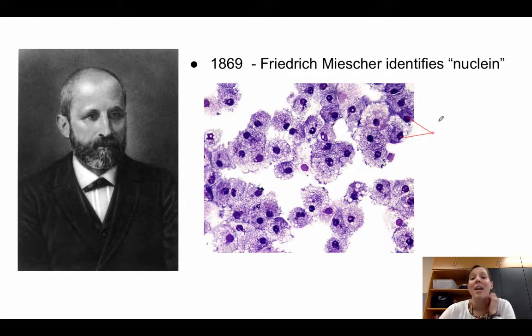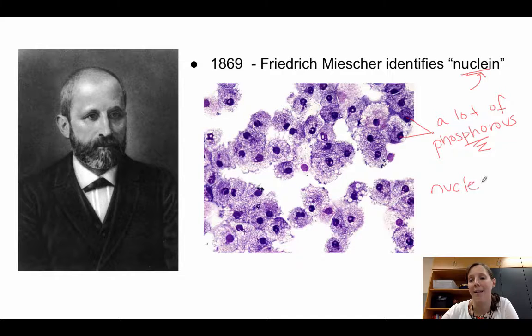And instead, what surprised him was he found this molecule that had a lot of phosphorus in it, which is unusual, because there's not a lot of phosphorus in proteins. And so because it was associated with the nucleus, he named it nuclein. And of course, today we know these as nucleic acids, which include DNA and RNA.